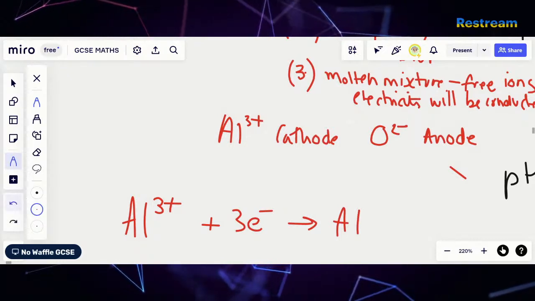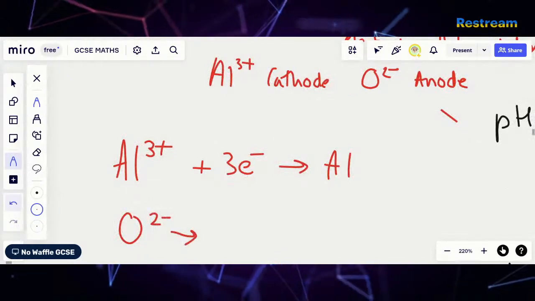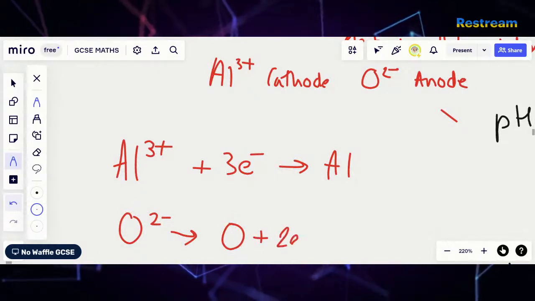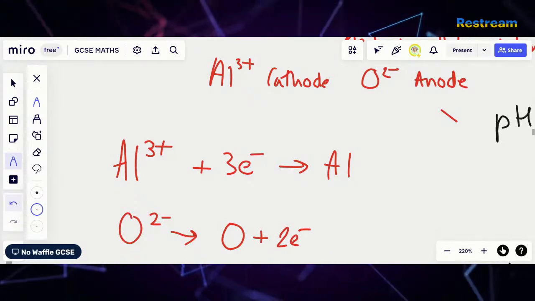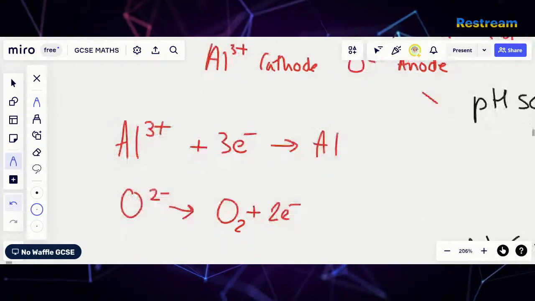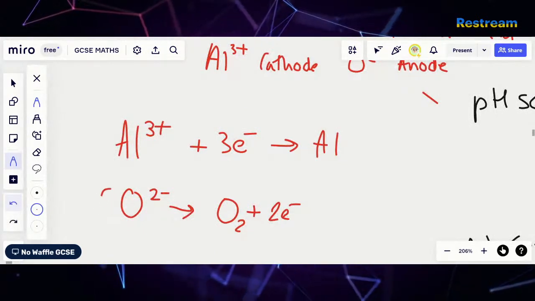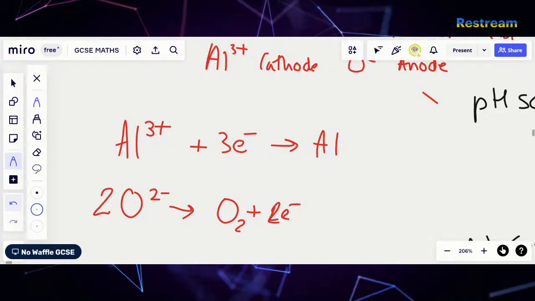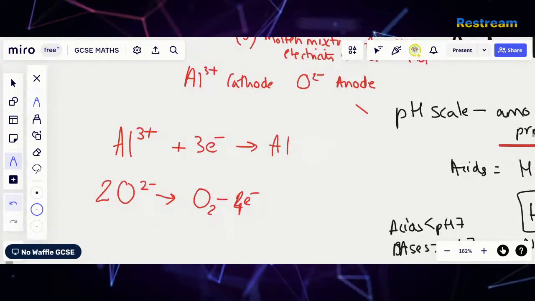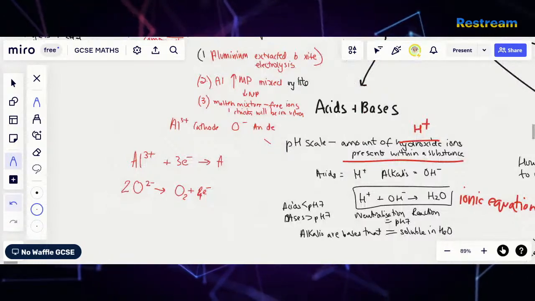Now, in terms of the anode, you've got O2-. In order to become oxygen again, you need to take away the electrons at the end. But oxygen exists as a molecule, so you'll put a 2 there and a 4 here. And that's how it would work in that case. Now, in terms of electrolysis of aqueous solutions, it's a whole other story.